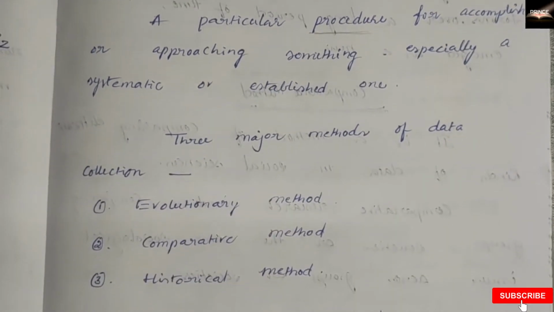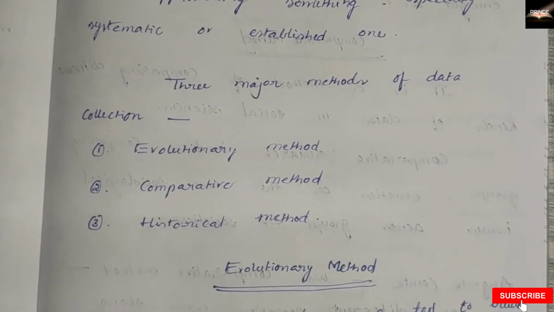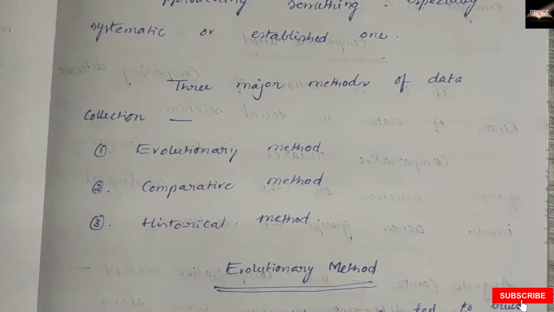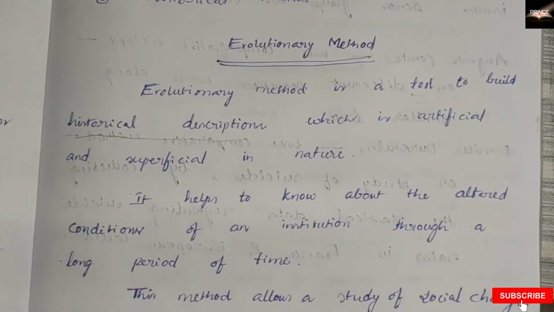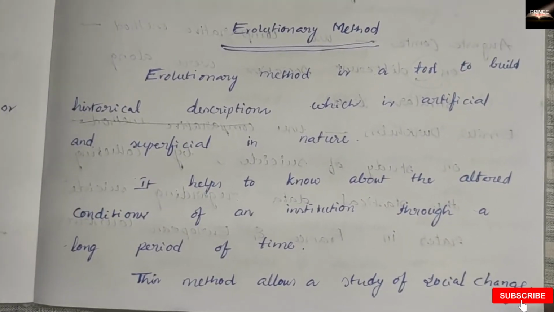There are mainly three major methods of data collection. The first one is evolutionary, then comparative, and historical methods. These are the major three methods of data collection. Let's see one by one. The first one is the evolutionary method.